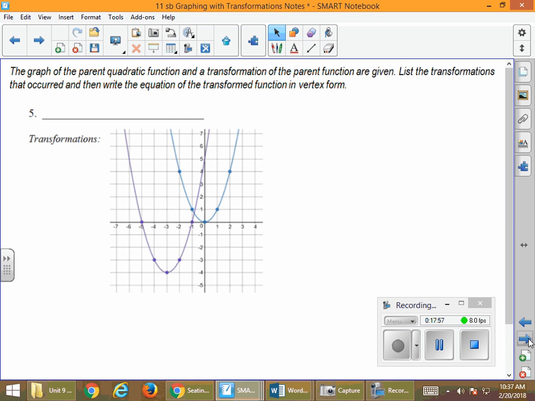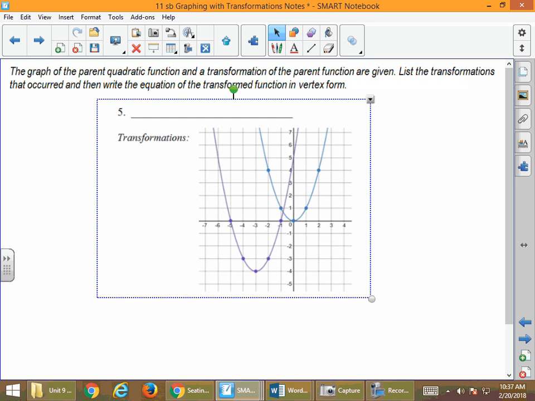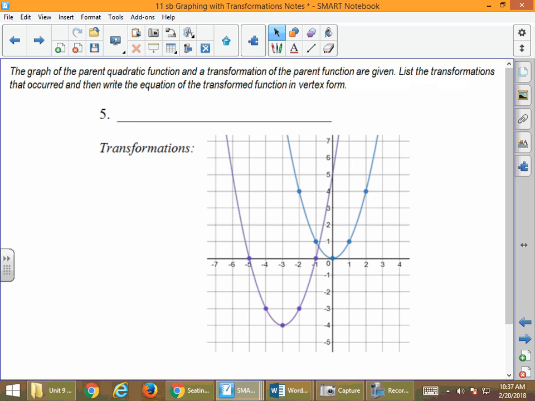So on these last 3 questions here, we're given the graph of a parent quadratic function and a transformation of that function. And then we want to list the transformations that occurred and then write the equation of the transformed function in vertex form. I'd like to take a slightly different approach on this. Our parent function has the origin as a vertex.